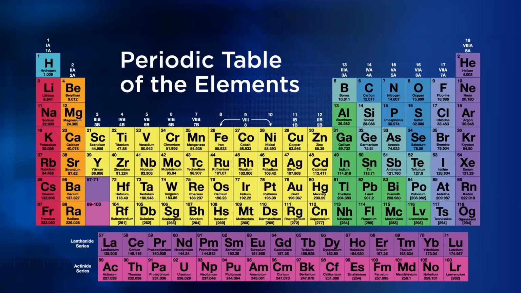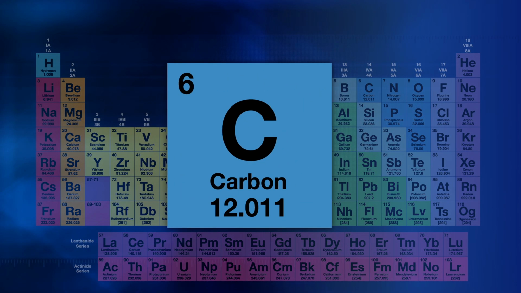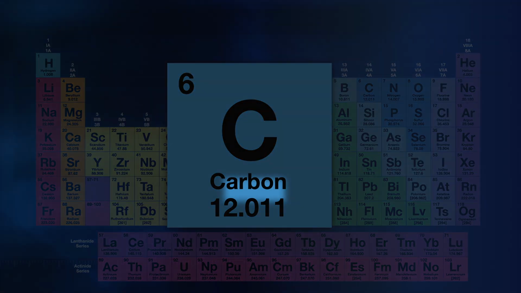You can think of it this way. A typical carbon atom has a mass of 12 AMU. Now take a look at the periodic table where carbon is. You'll notice carbon has 12.011 listed as its atomic mass.